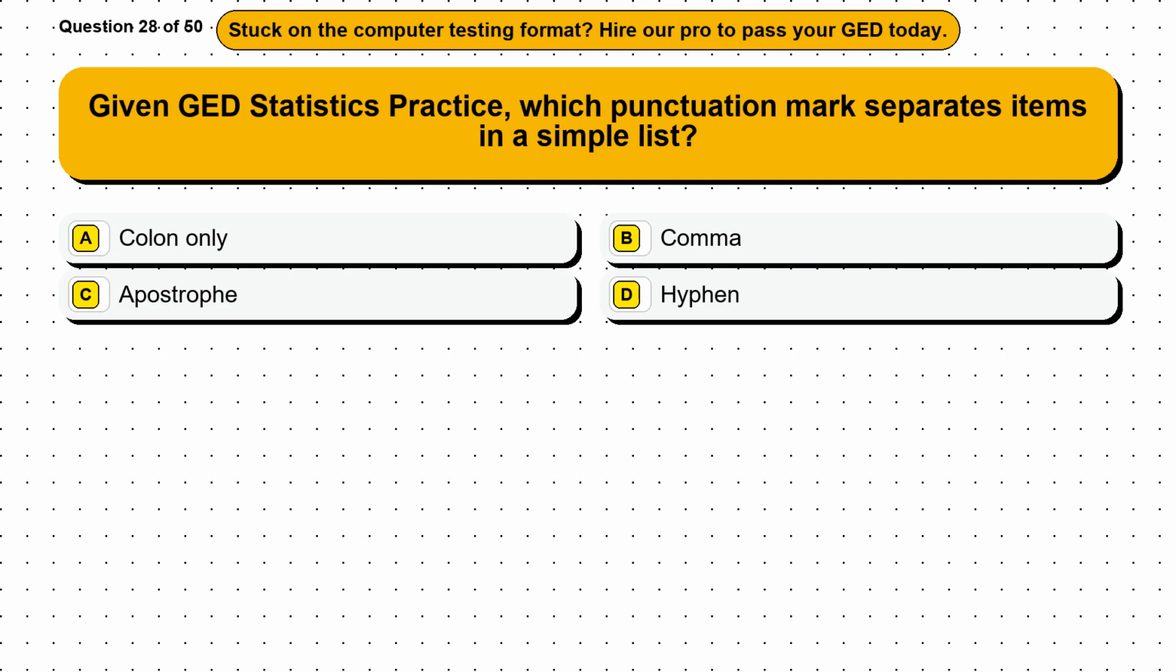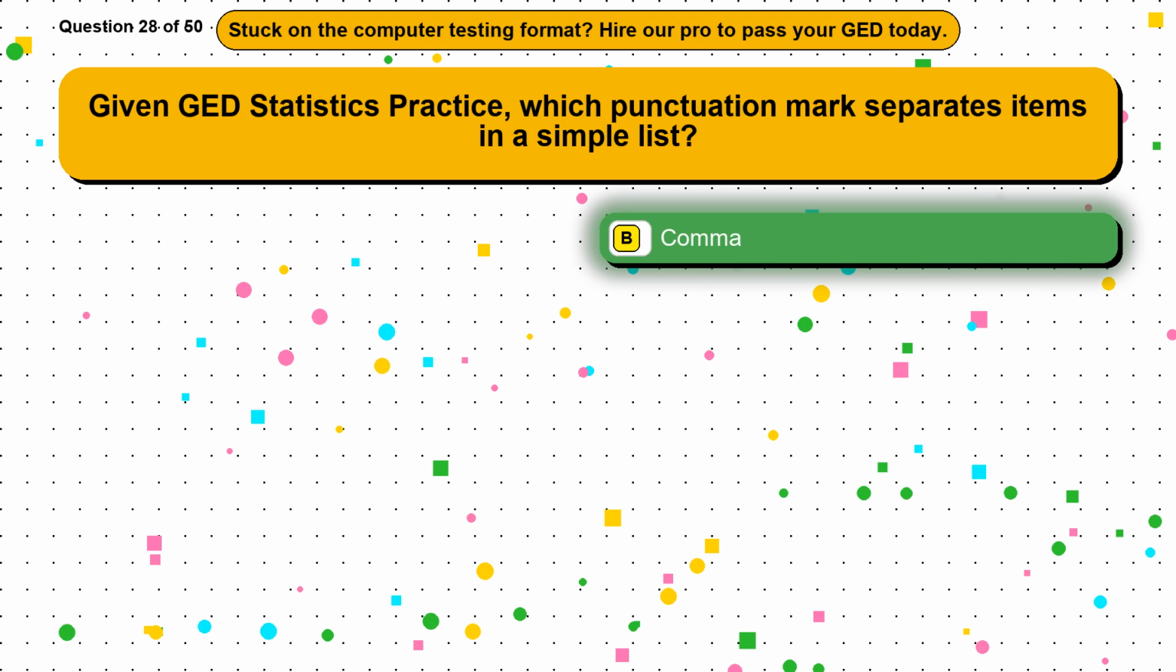Question 28. Given GED statistics practice, which punctuation mark separates items in a simple list? Option A colon only. Option B comma. Option C apostrophe. Option D hyphen. The correct answer is option B.